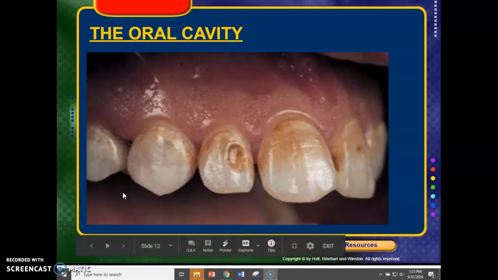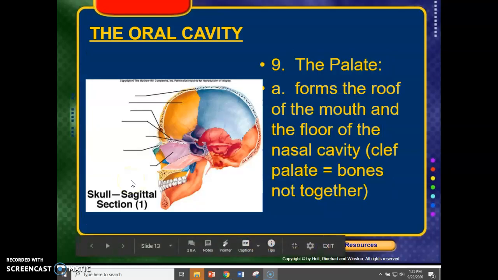I want to continue our conversation today on the parts of the oral cavity. Remember, the oral cavity is your mouth. The oral cavity has two main parts: the oral cavity proper, that's just back behind your teeth, and the oral vestibule, which is the space between your lips and your teeth. So let's dive right in for today.